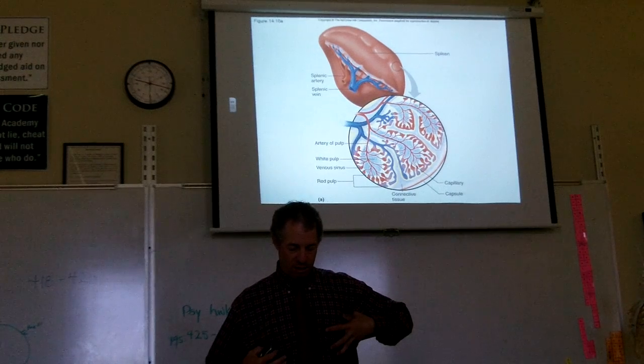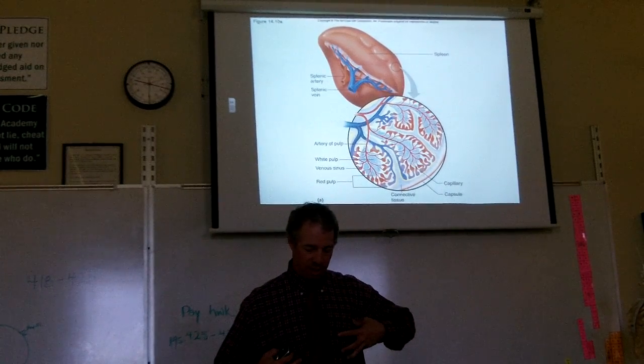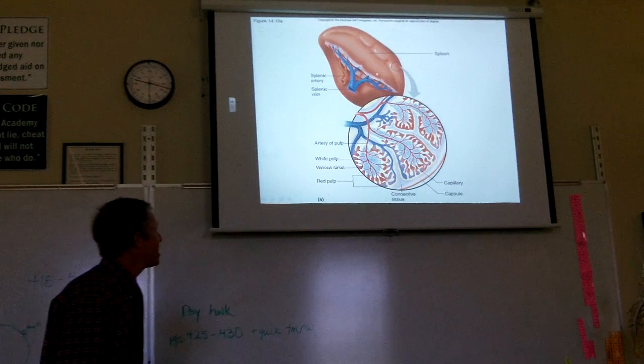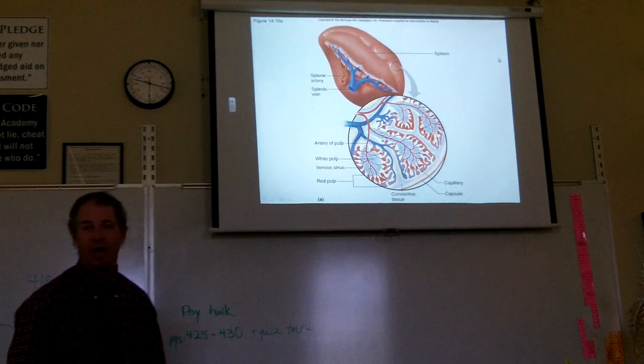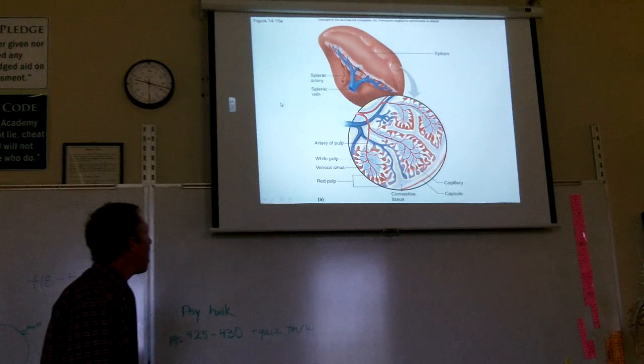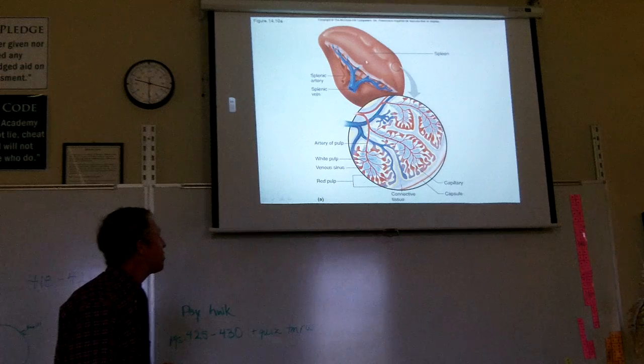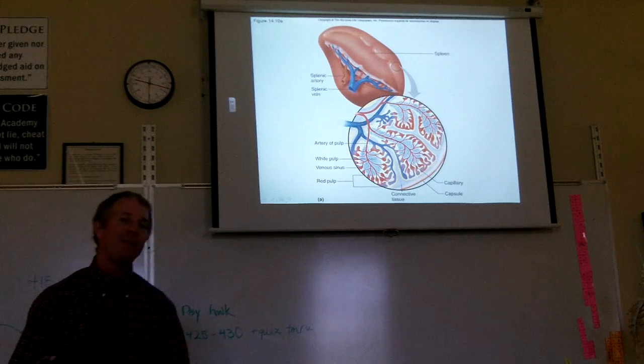And it sits there and it strains the blood. It's like a lymph node for the blood. The blood goes into the spleen through the splenic artery and comes out of the spleen through the splenic vein. And when the blood's in the spleen, it's full of white blood cells.